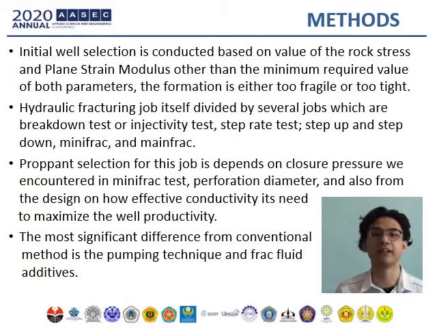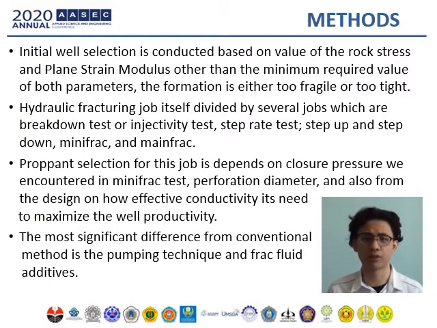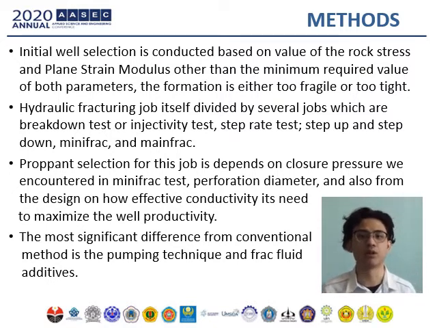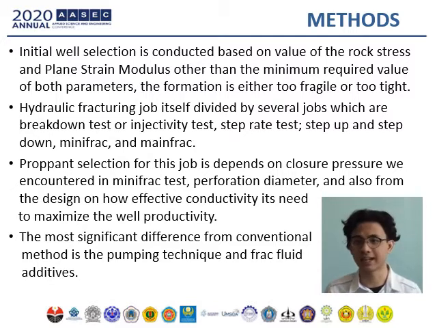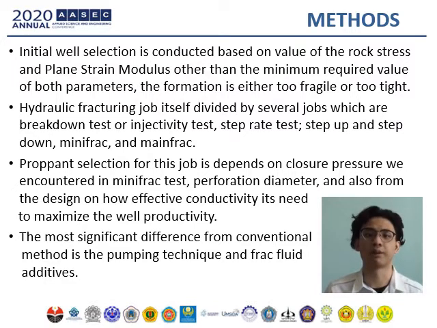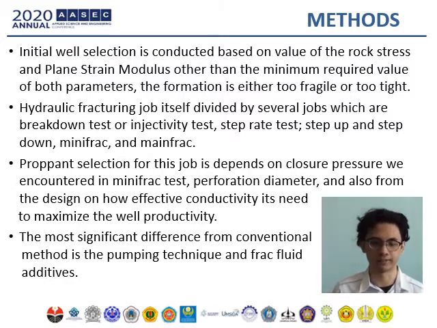Then, the methods that are being used are actually the common rule of thumb from hydraulic fracturing. The well needs to be selected based on rock stresses and plane strain modulus to gain the value of the candidate selectivity factor. If the value of the candidate selectivity factor is less than the minimum or more than the maximum, the formation is either too fragile or too tight.